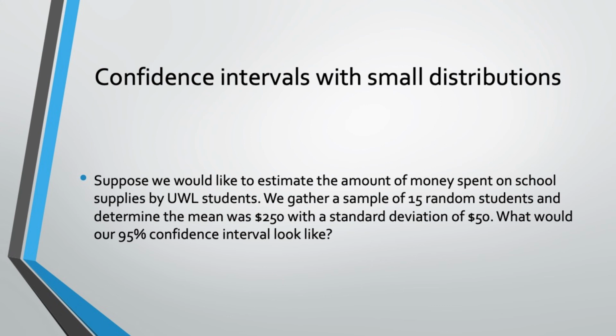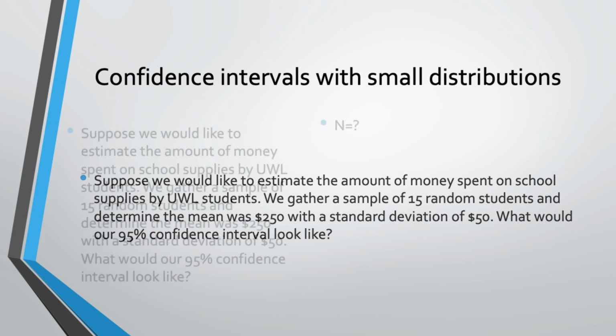And we're also going to work with a small distribution so you can see how we calculate our confidence intervals using the t-table. So suppose we would like to estimate the amount of money spent on school supplies each semester by UWL students. We gather a sample of 15 random students and determine that the mean was about $250 with a standard deviation of $50. So what would a 95% confidence interval of these estimates look like if we wanted to generalize and say, well, how much do all college students spend each semester on school supplies?